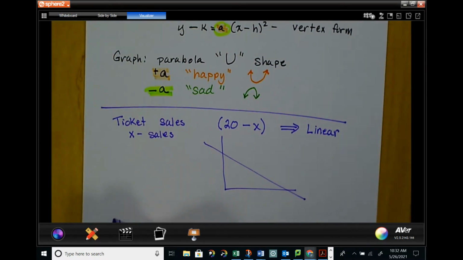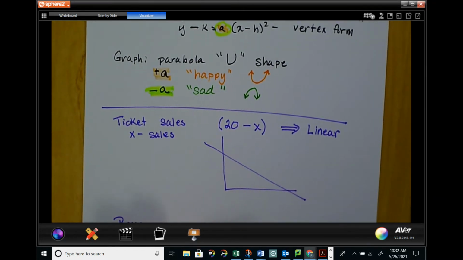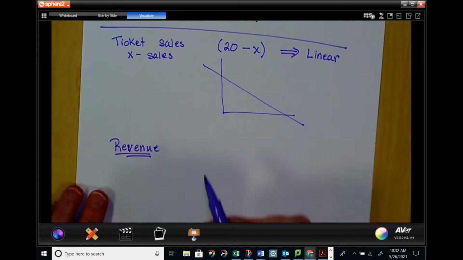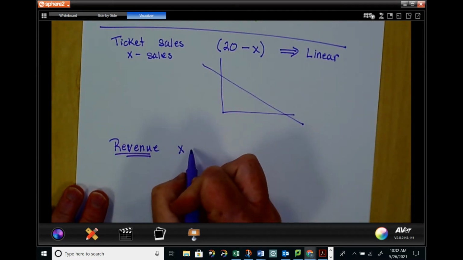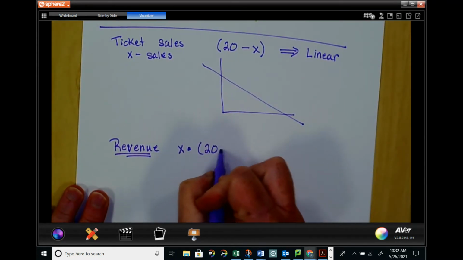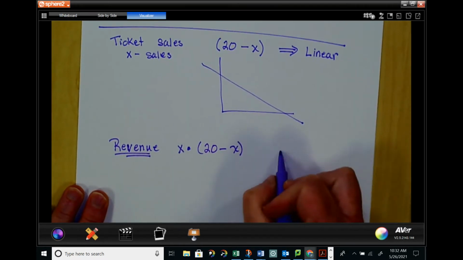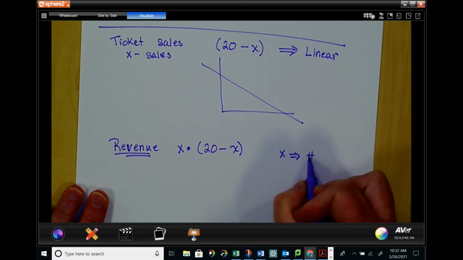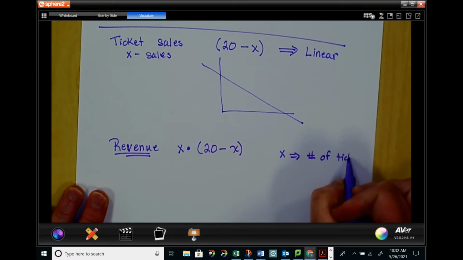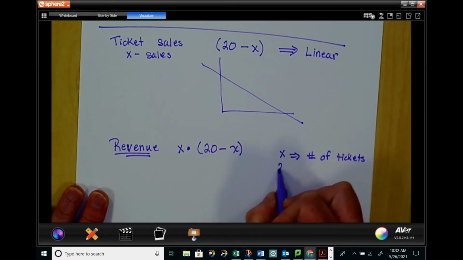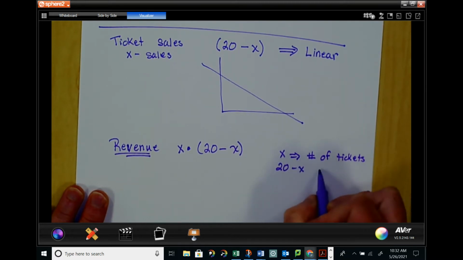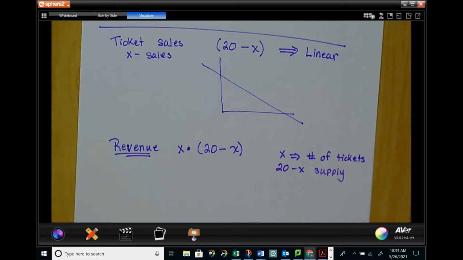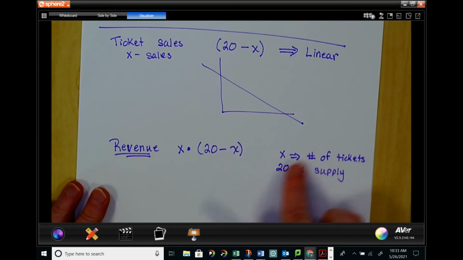And now we're going to study revenue. This is what we're studying today. Revenue is you're going to take your tickets times whatever you're going to get. X is the number of tickets, and that 20 minus x is like your supply, how many you actually have. And then you're going to multiply that.